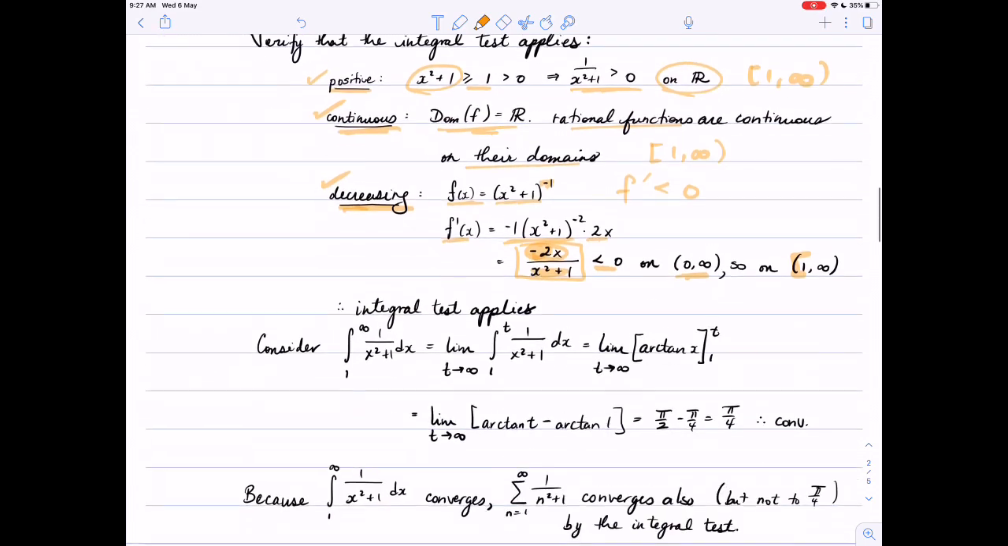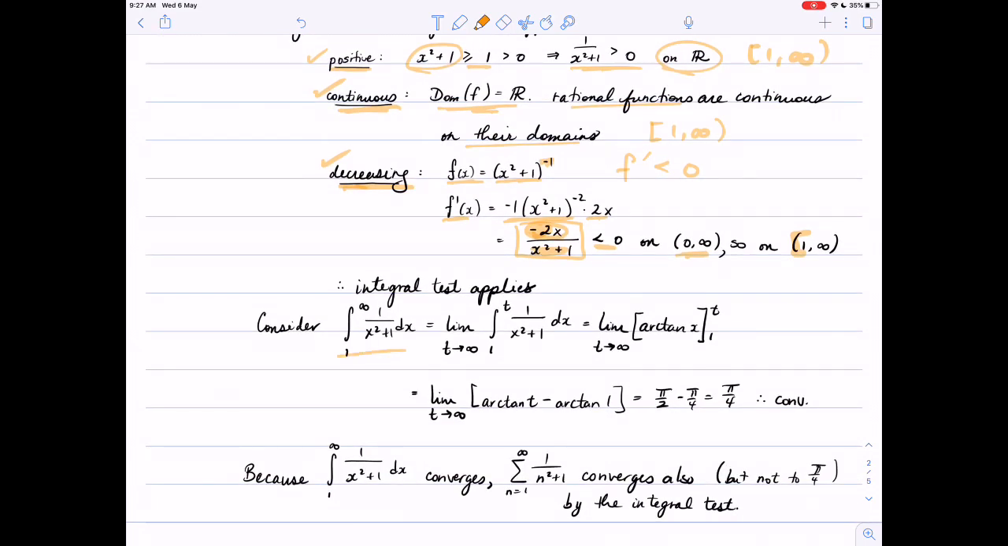So the integral test tells us to compare the improper integral with the series. Well, not to compare them, to use the improper integral to predict the behavior of the series. So we're going to look at this improper integral, which means that we need the limit as t goes to infinity of the integral from 1 to t of 1 over x squared plus 1. That antiderivative is arctan. So we're taking the limit as t goes to infinity of the arctan from 1 to t.